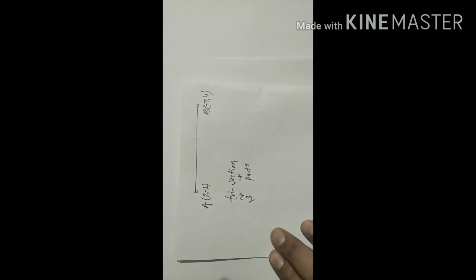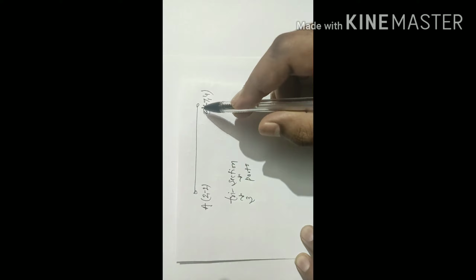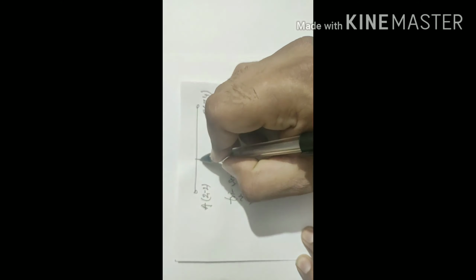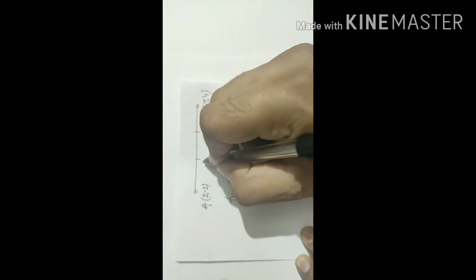Here the word trisection: tri means 3, and section means parts. It means we have to find the points which divide the given line segment into 3 equal parts. So we mark just 3 parts. Let these points be P and Q.